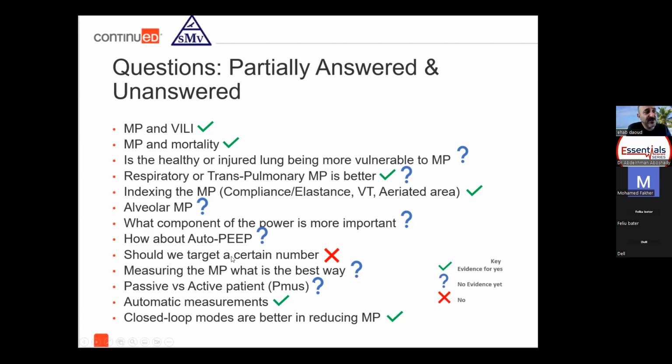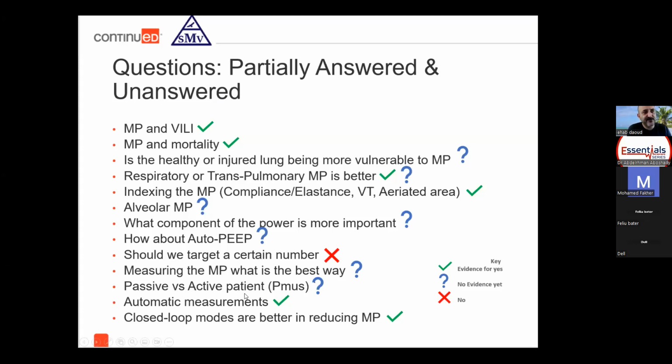Again, should we target a certain number? I don't want to go into this in detail, but we used to get into that trend where the patient has to be at 6 milliliters per kg because that improves mortality, and the patient has to be on less than 15 driving pressure to reduce mortality. Again, we have to understand that it's not always the lung, there's the chest wall and stuff like that. Each patient is different, so I don't know the answer, but if you ask me, I don't think we should target a certain number, it should be individualized, patient to patient. Again, measuring the mechanical power: what's the best way, what's the best equation, how can we calculate it?